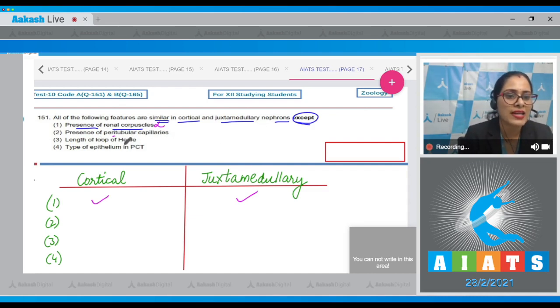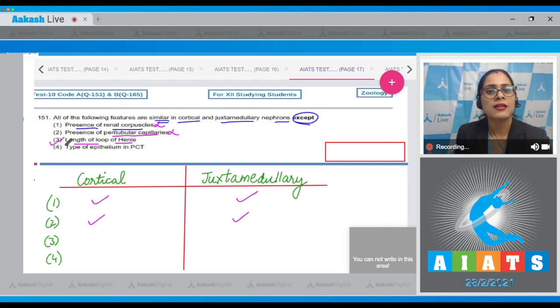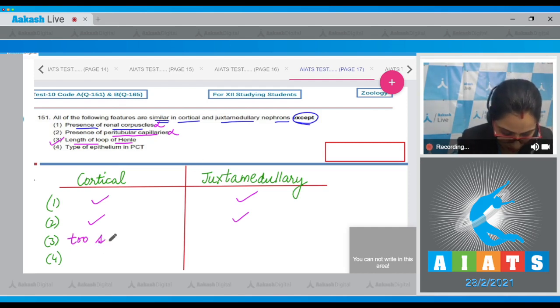Second option is presence of peritubular capillaries. As peritubular capillaries are present in both cortical and juxtamedullary nephrons, this cannot be a correct answer. Third option is length of loop of Henle, and based on this we can differentiate between cortical and juxtamedullary nephron, so this is a correct answer to our question, because the length of loop of Henle in cortical is too short and extends only very little into medulla, whereas in juxtamedullary nephron, the loop of Henle dips down into the medulla. It is deep in medulla.